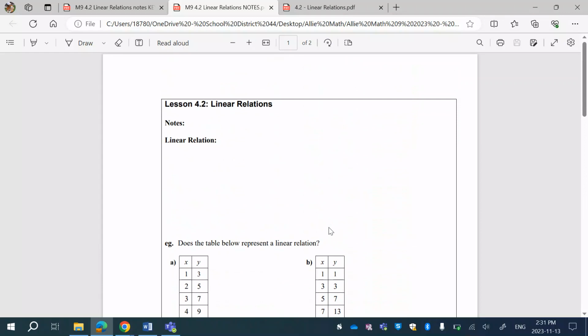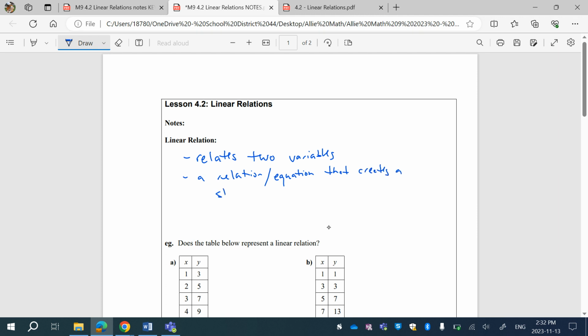So, a linear relation, let's say, relates two variables. It's a relation or equation that creates a straight line. Missed an A. Straight line graph. Let me do that a little bit better.